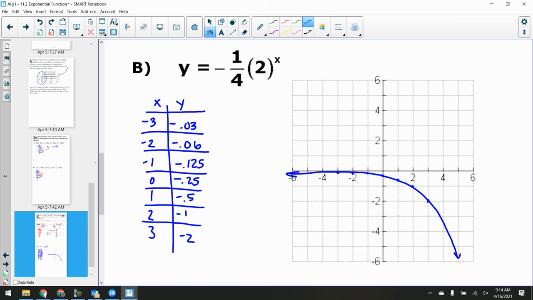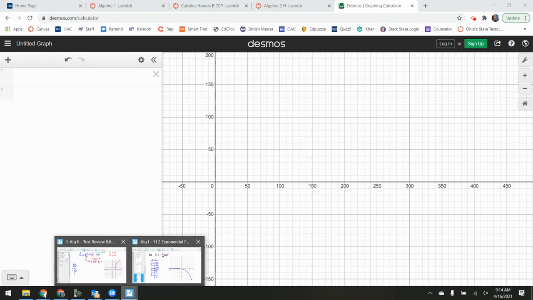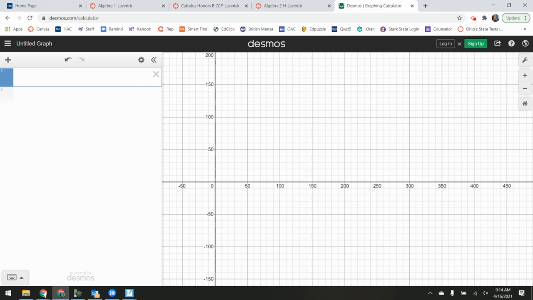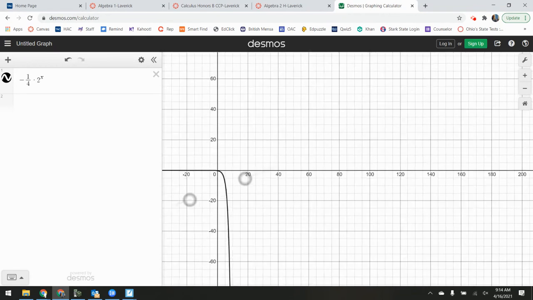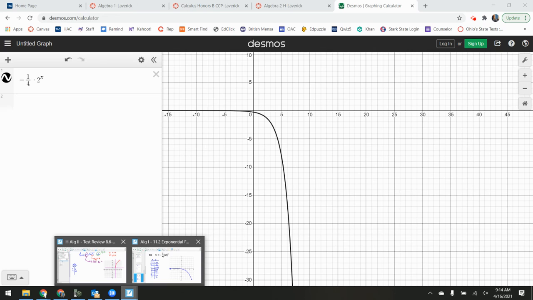So those are general exponential functions. Could I still go in and use decimals if I wanted to? Like if this was on the test? Of course. Let me cancel out what's in there. I want to do negative 1/4 times 2 to the x. And let me zoom in a little bit. And do we see it just as we saw it on our table? Graph there? So you can use decimals along with it when you're in the test.